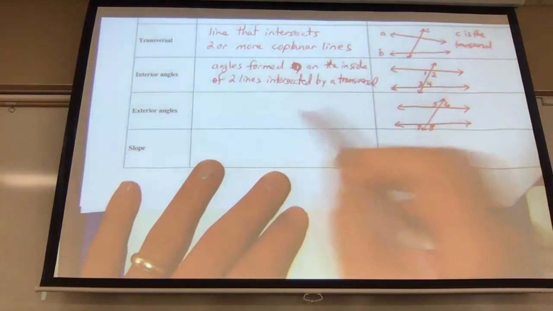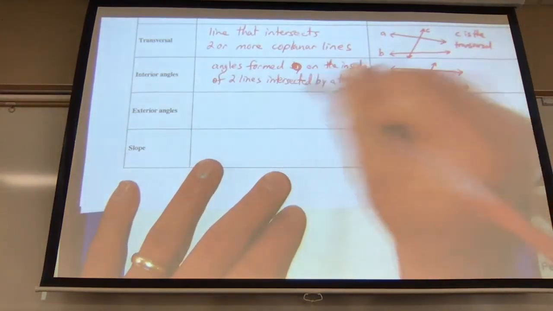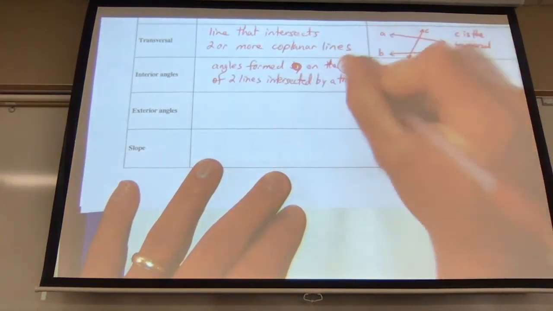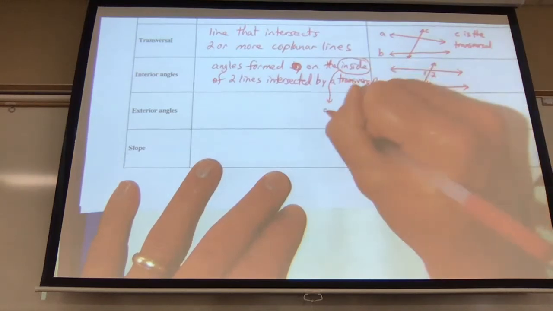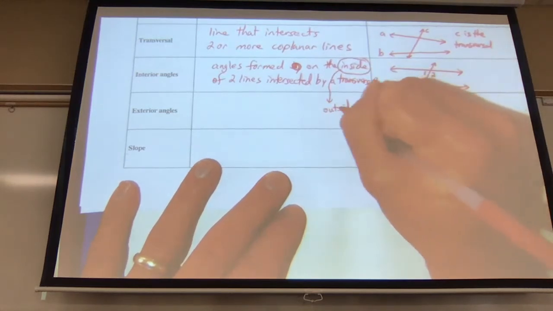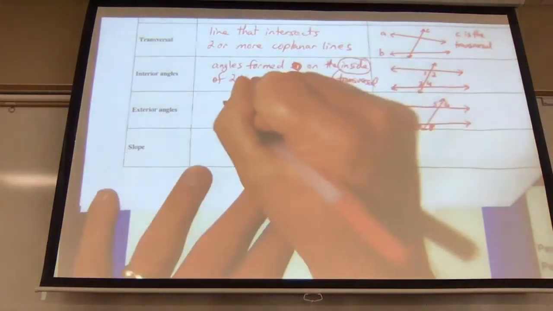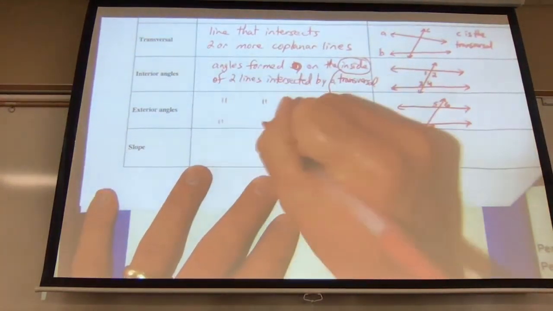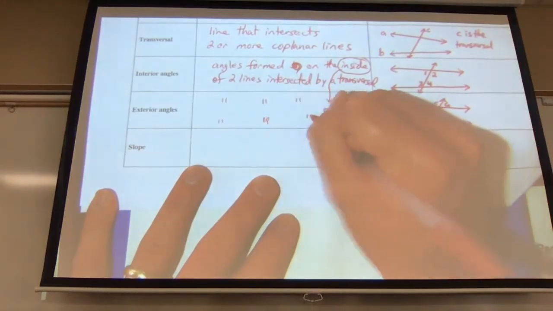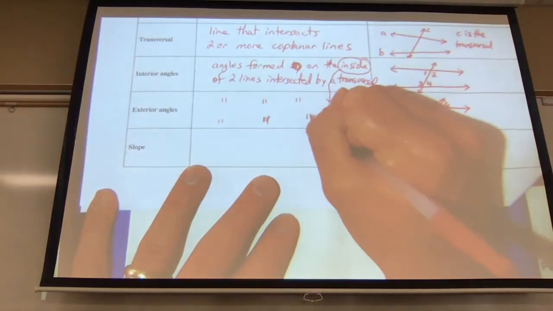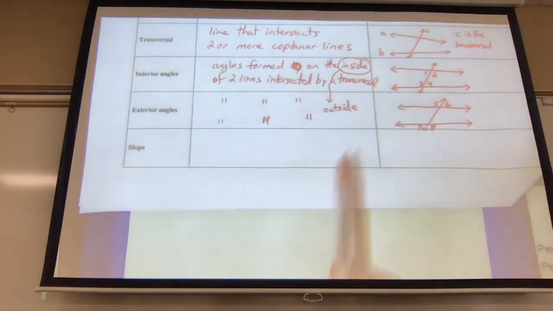And rather than writing all of this out again, I'm just going to kind of do this. The only thing that's going to change here is this inside is going to become outside. And everything else just follows. We can do the little tick marks here. Everything else on that statement is the same, except for the outside. Exterior angles will be the angles formed on the outside of the two lines intersected by a transversal.